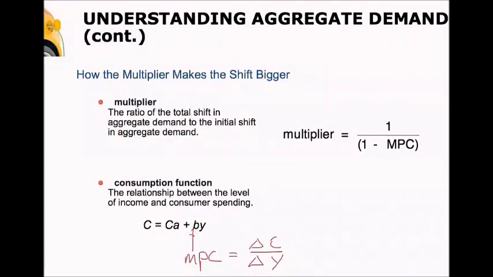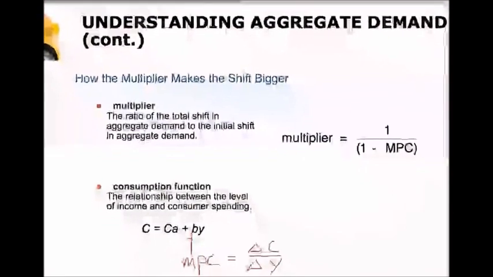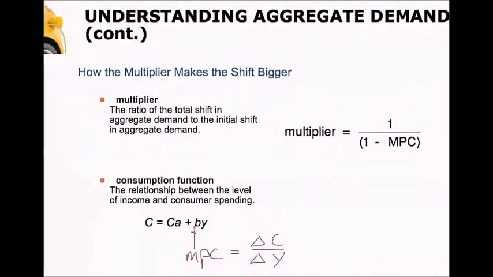Now, it turns out we have a very simple formula for it. The multiplier, in the simple model, is equal to 1 divided by 1 minus the marginal propensity to consume. So, when we try to look at the overall effect of a change in aggregate demand, we take the initial change in aggregate demand, multiply it times the multiplier, and that gives us the total shift in aggregate demand. You're going to do lots of examples of how to use the multiplier and how to compute the multiplier as we go through this chapter.